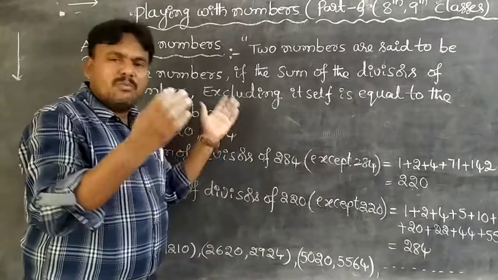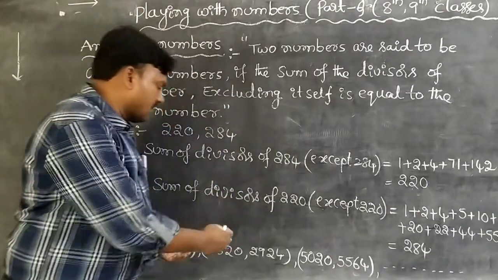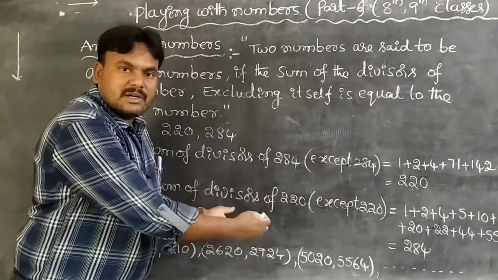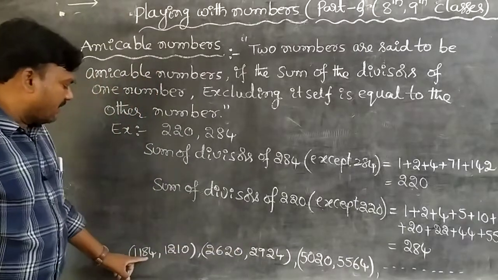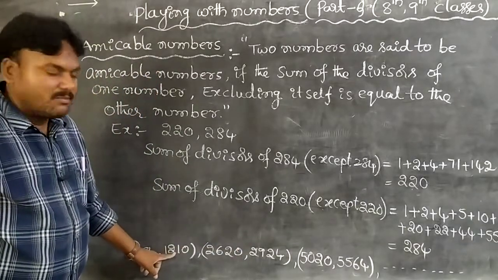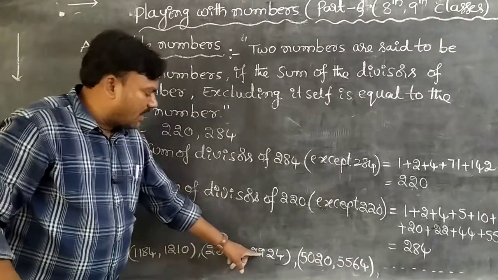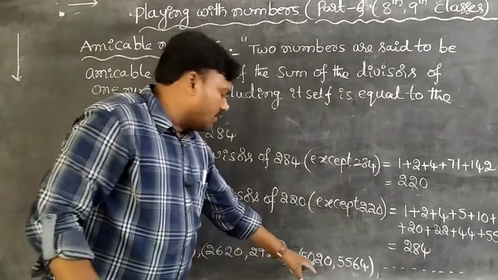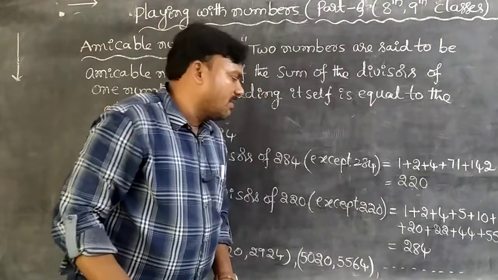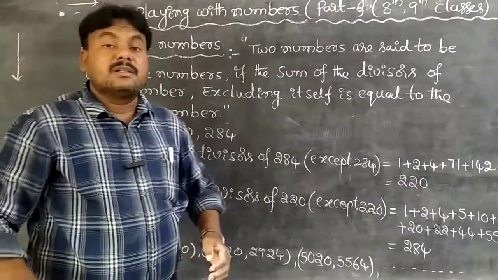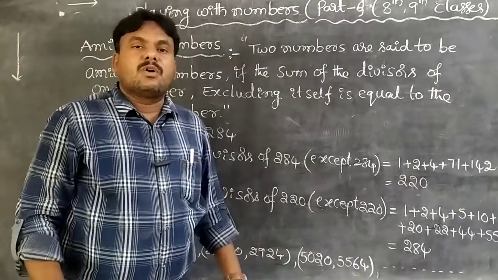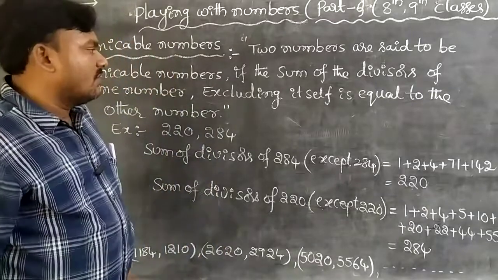There are so many amicable numbers; I introduced just three pairs here. Observe, 1184 and 1210 are amicable numbers. 2620 and 2924 are amicable numbers. 5020 and 5564 are also amicable numbers. Identify the remaining one or two amicable numbers, students. Let's go to another topic.